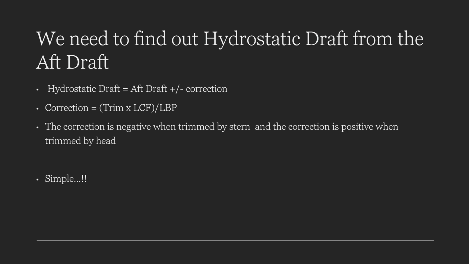Now, the question given to us is we need to find out hydrostatic draft from the aft draft. If you go through the formulas, this is how it comes. Hydrostatic draft equals aft draft plus or minus the correction. What is the correction? Correction is equal to trim into LCF, where LCF is the distance of the center of flotation from your aft perpendicular, divided by LBP, which is your length between perpendiculars. The correction is negative when trimmed by stern and positive when trimmed by head.